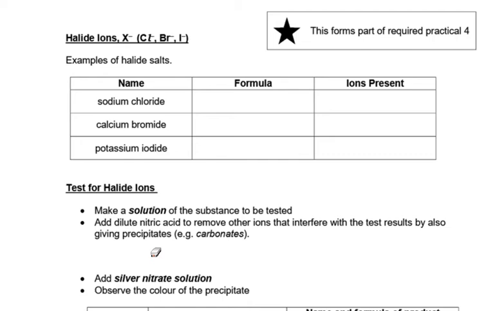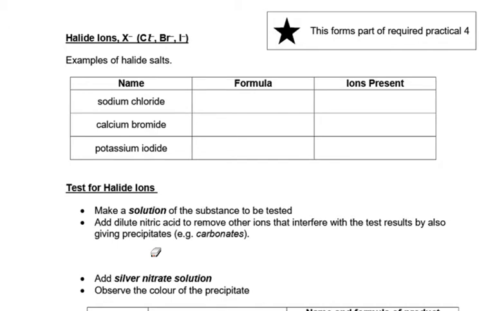This video is going to look at Group 7 tests for halide ions. So it's important that it's Cl-, Br-, I-, etc. Test for halide ions. As it says there, this forms part of one of the required practicals, so you need to know how to do the test and the observations.